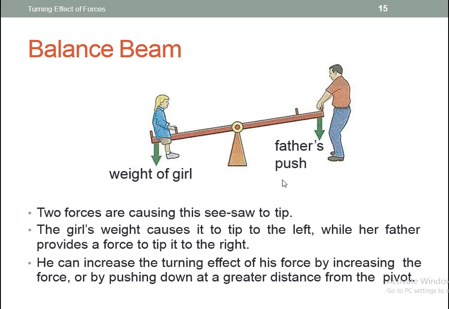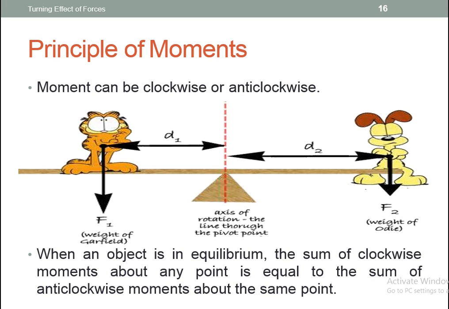We can see how we can increase or decrease the value of the moment by increasing the force or by increasing the distance from the central point, axis of rotation, or pivot point. The principle of moments can be in a clockwise or anti-clockwise direction. When an object is in equilibrium, it means the sum of clockwise moments on that body is equal to the sum of anti-clockwise moments.